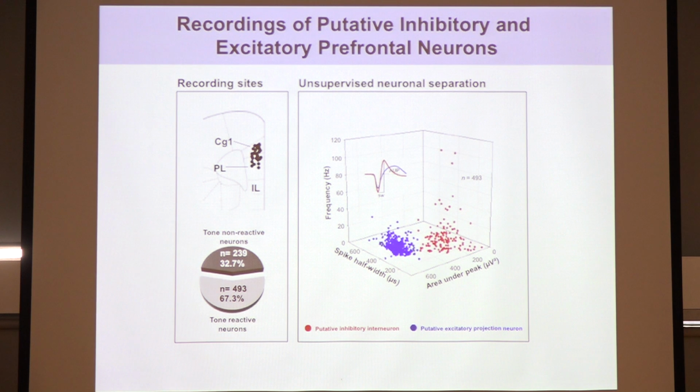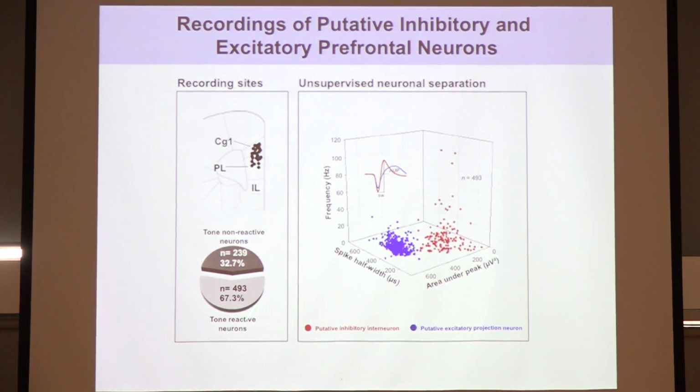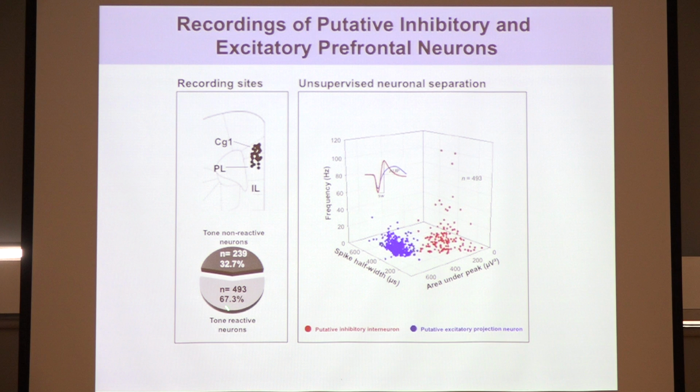So this is where we have done the recordings in the dorsal prefrontal cortex, the cingulate area and the prelimbic area. We were able to record around 700 neurons in these structures, and among those neurons, around 67% were tone-reactive neurons. The others were just not reactive.